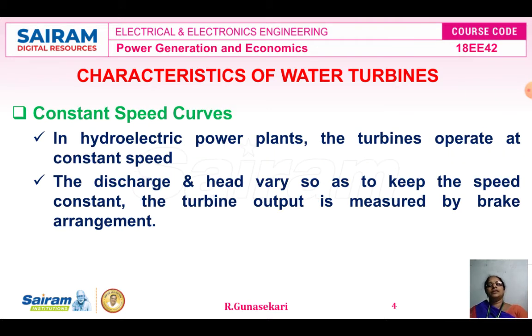The next characteristic is the constant speed curve. In a hydroelectric power plant, the turbines operate at constant speed. The discharge, that is the water discharge, whose unit is meter cube per second, and the water head vary. Therefore, with the help of the speed curve, to keep the speed constant, the turbine output is measured by the brake arrangement. Based on the brake arrangement, we adjust and measure the turbine output. From this range, we can keep the speed constant.